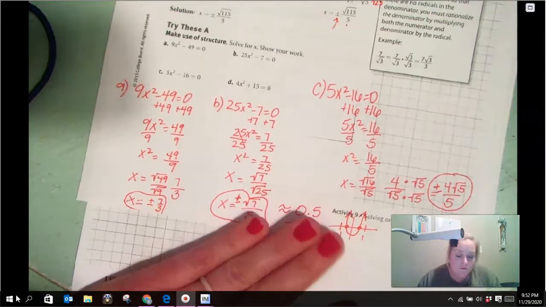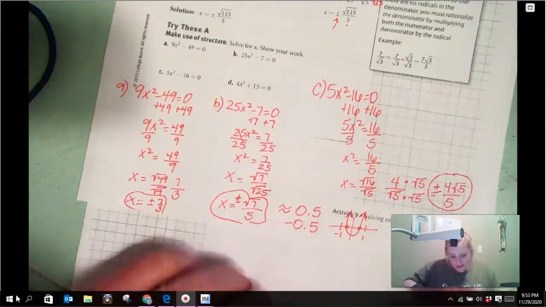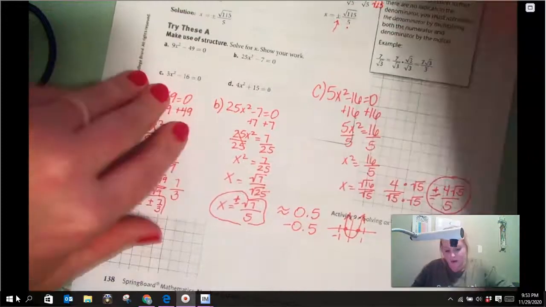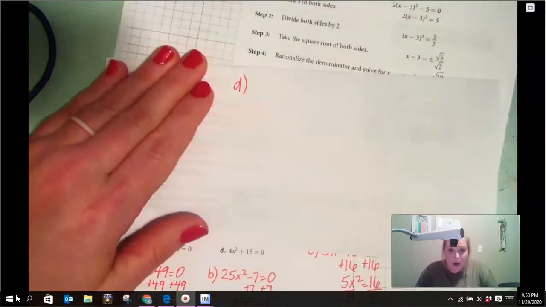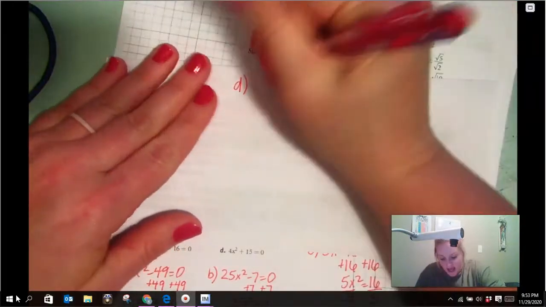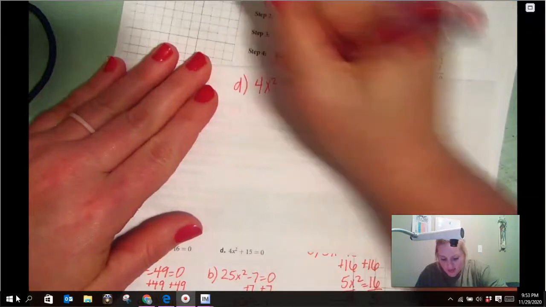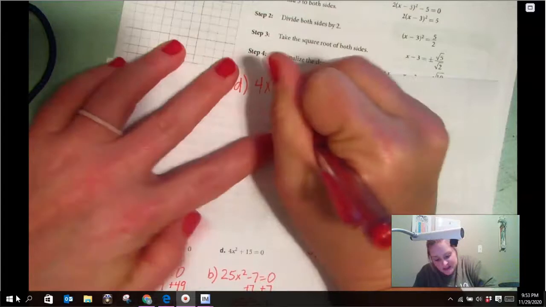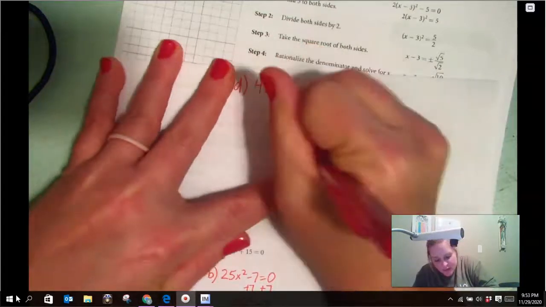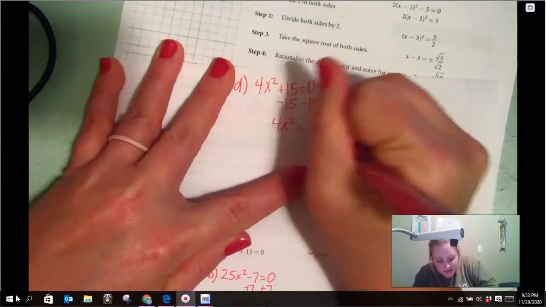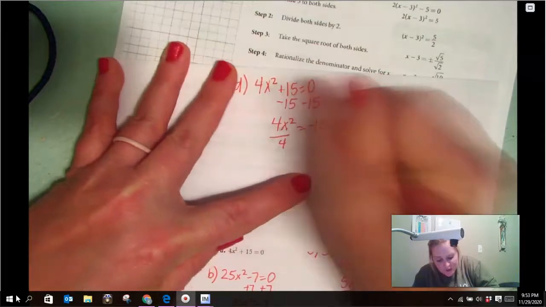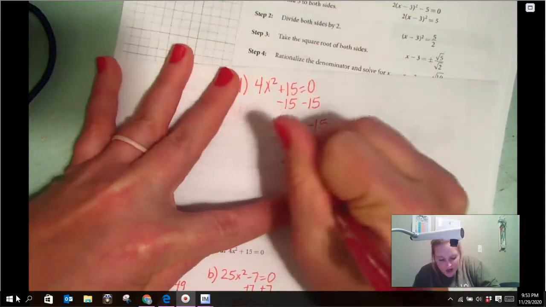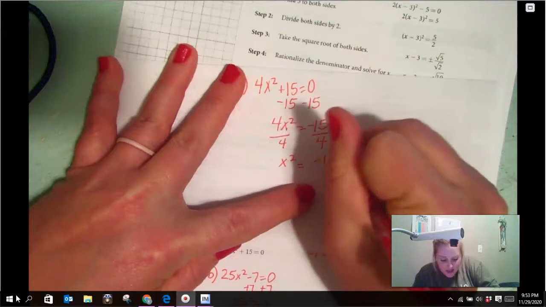Okay. One more example. D. I'm going to fold this page down and do it up here so I have enough space. Same thing. Pause me. Work D out. Come back and check. Alright, so I'm going to subtract 15. 4x squared equals negative 15. I'm going to divide by 4. x squared equals negative 15 over 4.